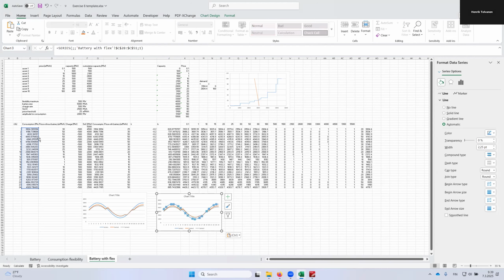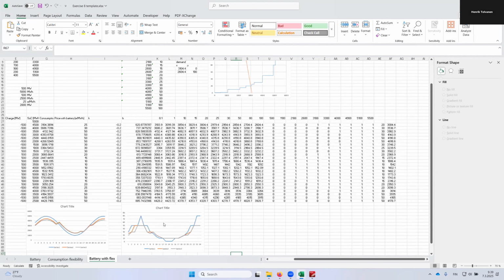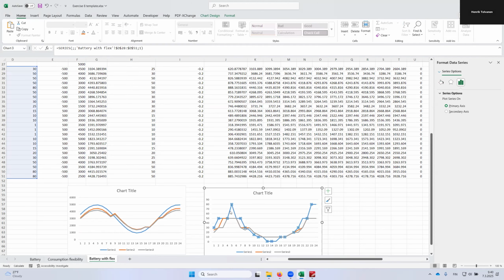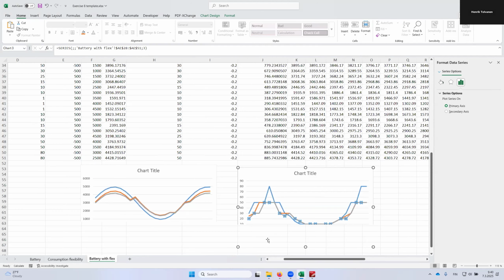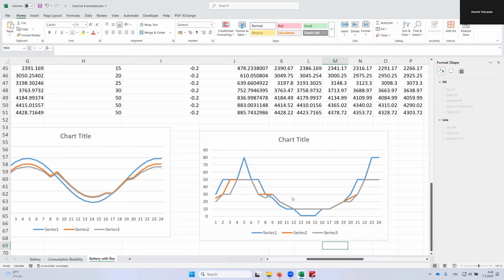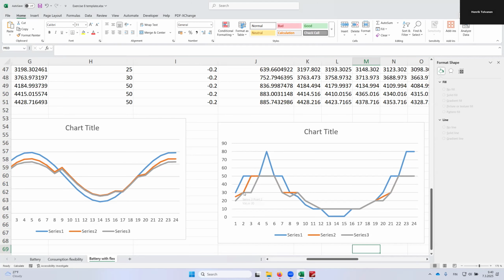So if I were to copy this chart and I'm going to move these ones to the prices, so price without the battery, price with the battery, and price with consumption flexibility. So you can see that the battery in here cuts the peaks, fills in the valleys, and then the load flexibility in certain points cuts the consumption like this. So there and here, and also in the beginning.